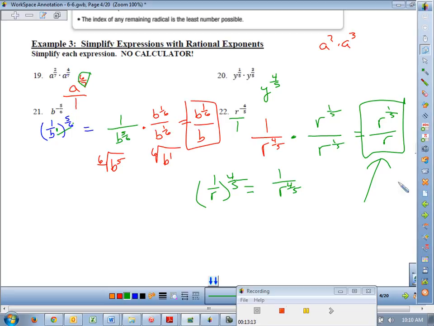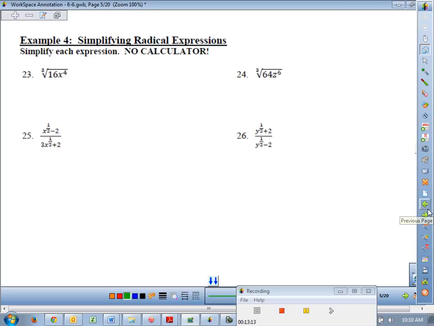We cool with that? Awesome. Just a few more. Simplify each expression. No calculator. Go for 23. You already know how to do that one. Pause the video, get that one done.